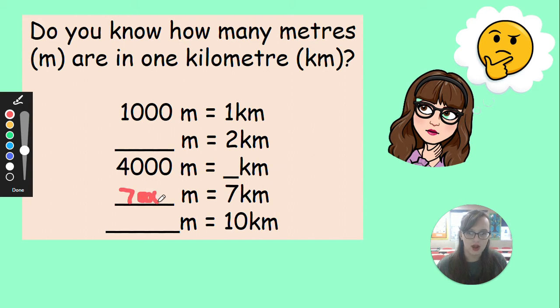I'm making sure I have 3 zeros to make it 1,000 and not 100. And finally, 10 kilometres, that's going to be 10 lots of 1,000, and 10 times 1,000 is 10,000. There we are. So it's easy peasy if you remember how to count in your thousands, which the starter should have helped you to do.